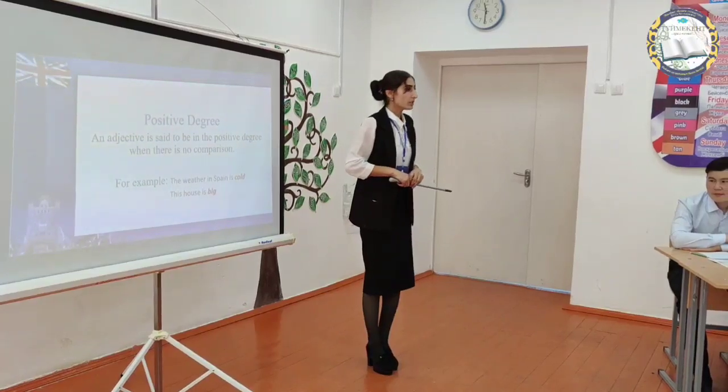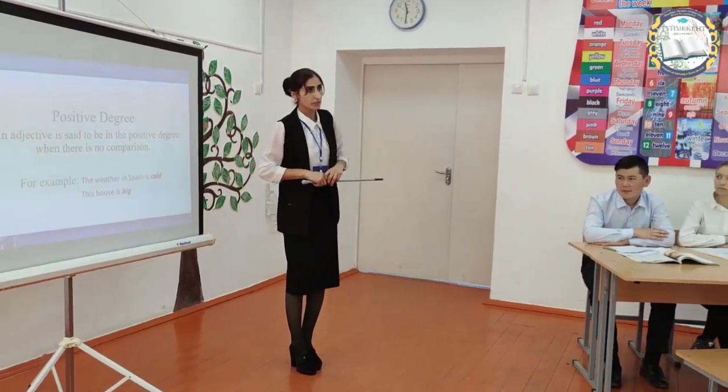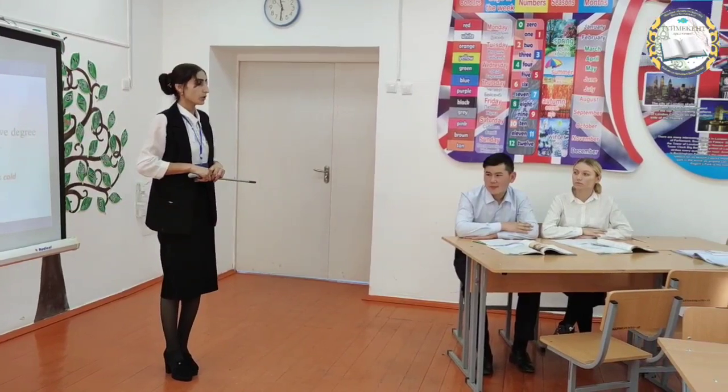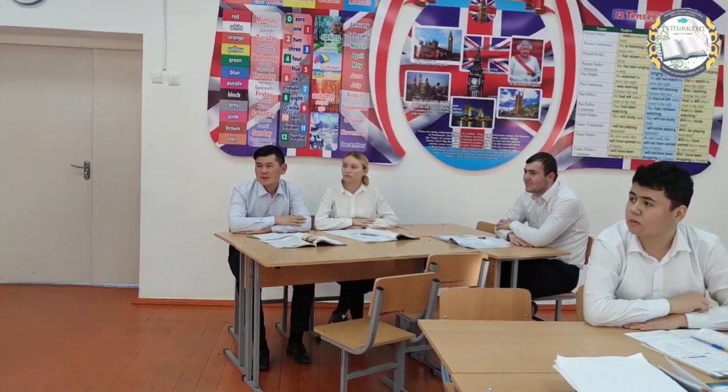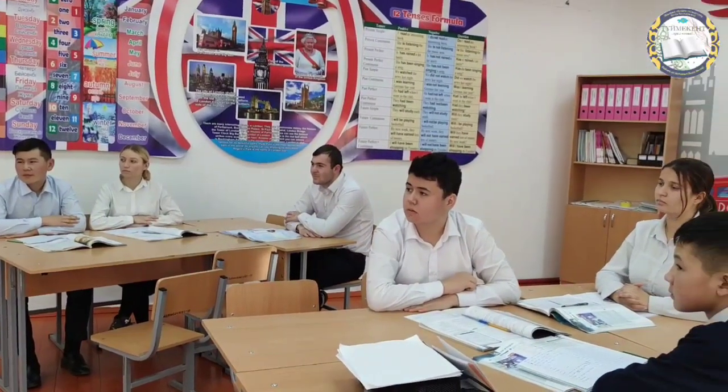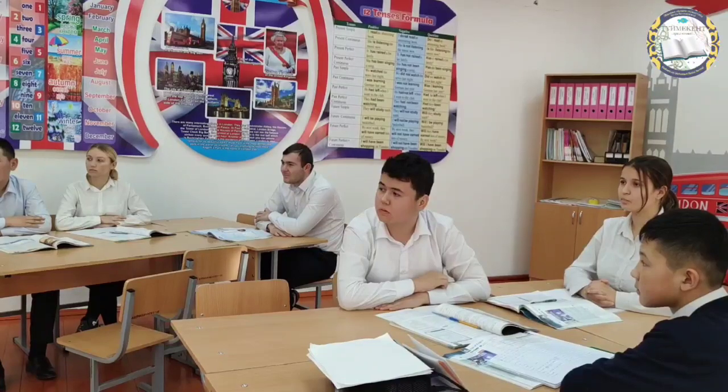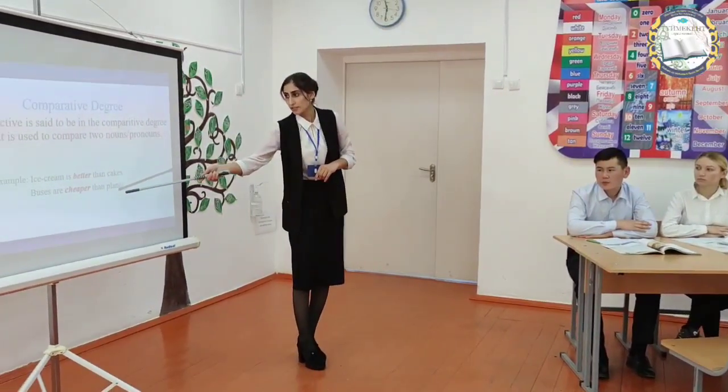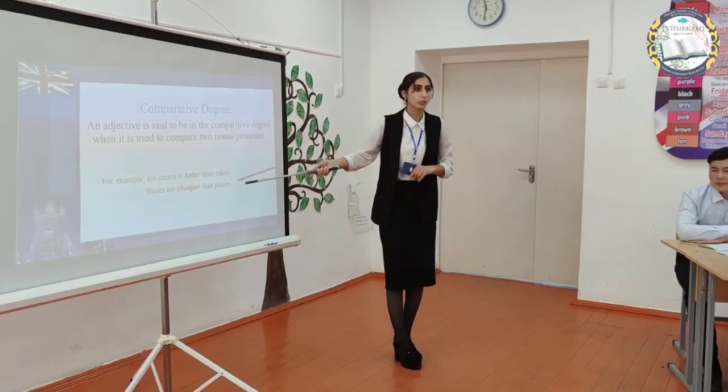Positive degree. An adjective is in the positive degree when we don't need to have a comparison. For example, the weather in Spain is cold. This house is big. The next is comparative degree. An adjective is in the comparative degree when it is used to compare two nouns or pronouns. For example, ice cream is better than cakes. Buses are cheaper than planes.